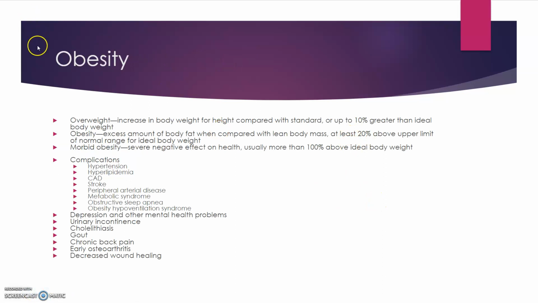On the opposite end of this is obesity. So this is being overweight compared to the standard. Overweight is 10% greater than ideal. Obesity is 20% greater than ideal. Morbid obesity is 100% above ideal body weight.